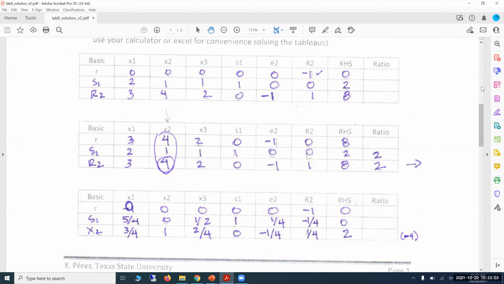M is for the M method. So in this case, every time that you have a decision variable by itself, the coefficient of that variable is 1. It's like saying you have 3x1, you know the coefficient is 3. But if you have x1 by itself, the coefficient is 1. Okay?